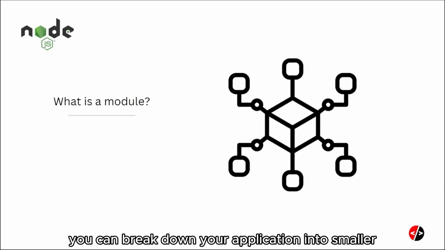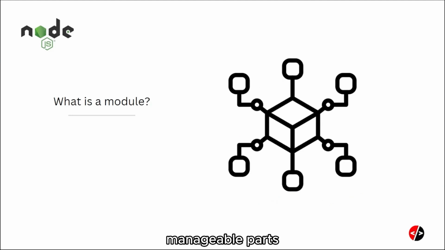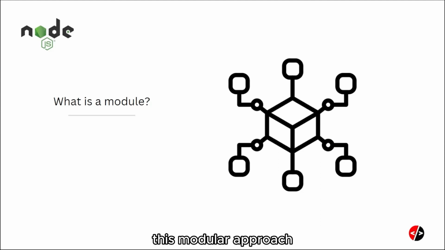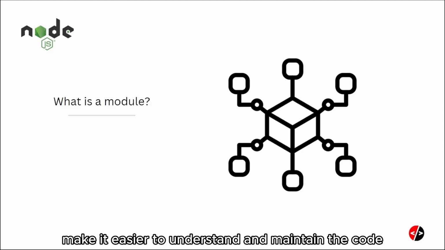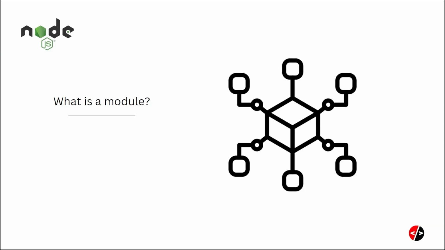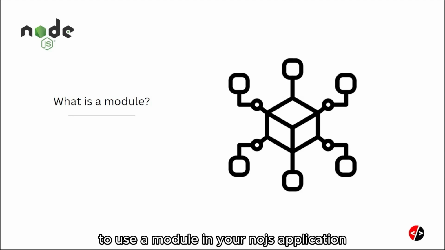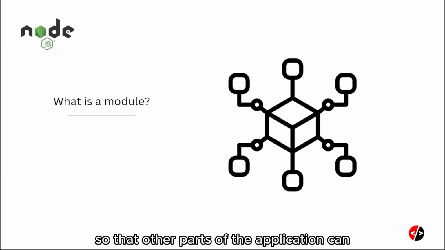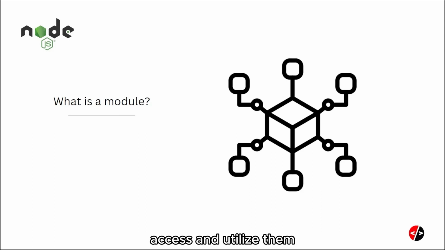With the help of modules, you can break down your application into smaller, manageable parts, each responsible for specific tasks or features. This modular approach makes it easier to understand and maintain the codebase, as you can focus on developing individual modules independently. To use a module in your Node.js application, you need to define the module's functionalities and export them so that other parts of the application can access and utilize them.